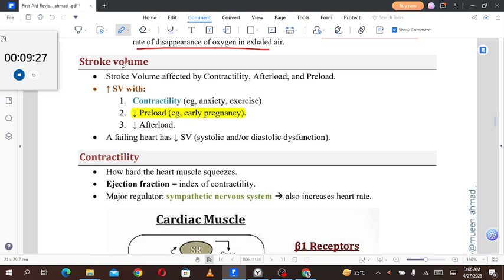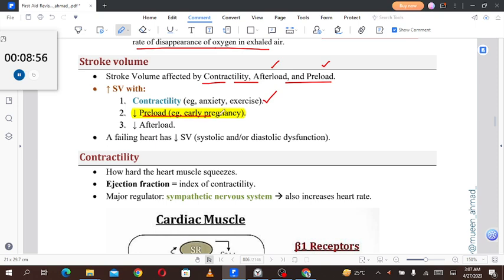Now let's talk about stroke volume. The stroke volume is affected by the contractility, afterload, and preload. Afterload is basically the total peripheral resistance, the load that is after the heart, which is after the ventricles, in the arterial tree, and the preload is the load that is coming into the heart. So venous return is preload and arterial resistance is the afterload, in easy words, if we are talking about the left ventricle alone. Increased stroke volume occurs with increased contractility, for example anxiety and exercise.